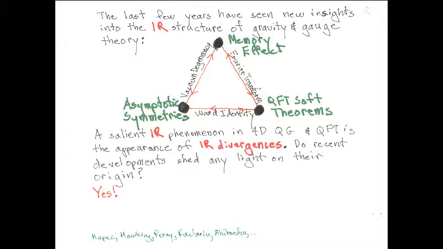And this talk is going to be a compendium of different results from different papers, but the main collaborators are Dan Kapec, Stephen Hawking, Malcolm Perry, Monica Pate, Andrew Strominger, Anna Ricciardi, and Sasha Zhiboedov.